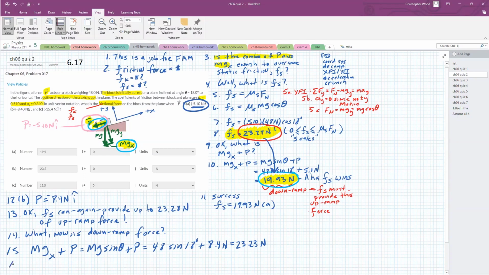So step 16, I guess I'll go here. Do you mean to use cosine, or are you supposed to be using sine? You tell me. What should I be using? If my goal is to capture mgx, what do I do?